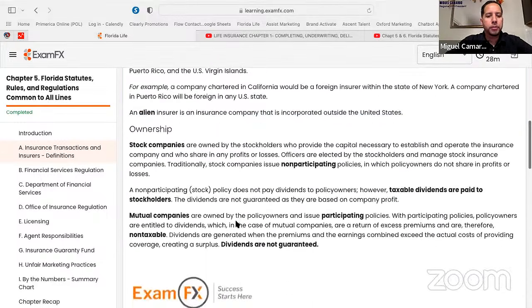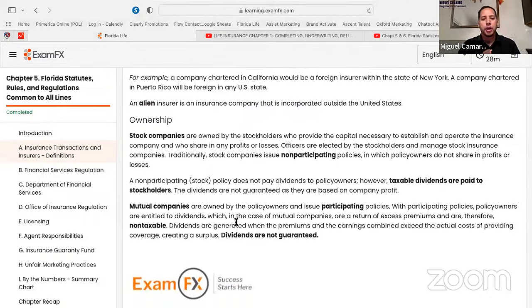Okay, let's talk about the two types of ownership in a policy. You have stock companies and then you have mutual companies. Stock companies are owned by stockholders who provide the capital necessary to establish and operate the business. What I want you to write is stock companies are owned by the stockholders. And then write stock companies issue non-participating policies. We're going to dive into what non-participating and participating policies are.